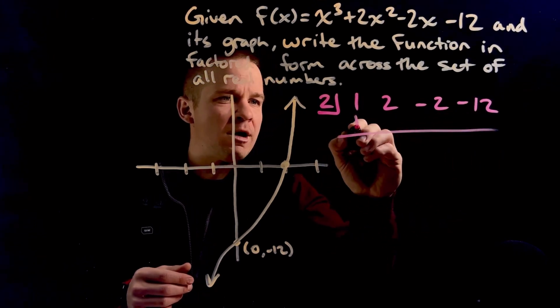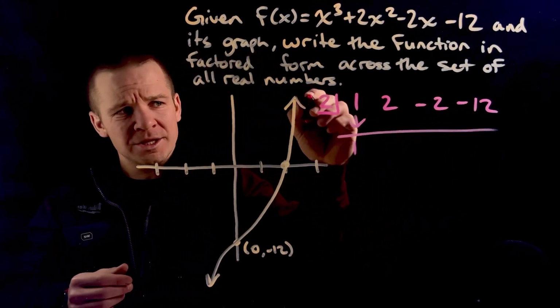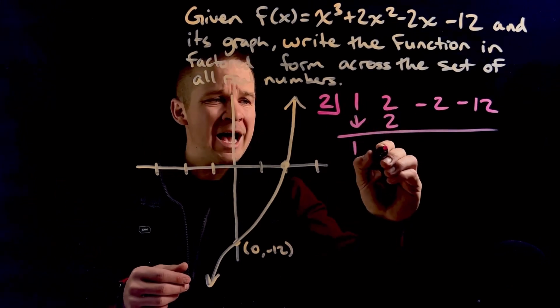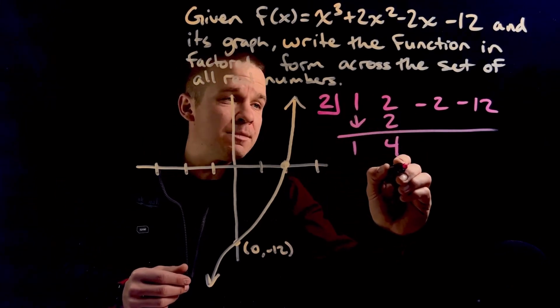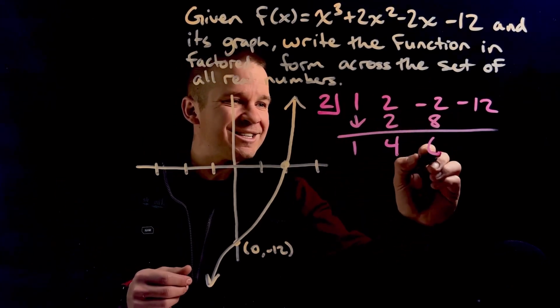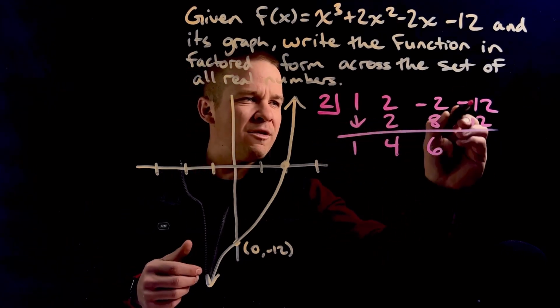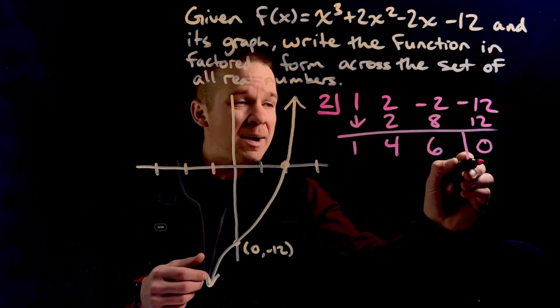Draw my line. All right, we're going to drop that 1. We got 2 times 1 is positive 2. Add them, we get 4. 2 times 4 is 8. Add them, I get 6. 2 times 6 is 12. Add them, we get 0. That's my remainder right there.